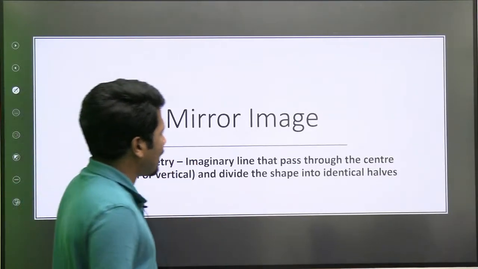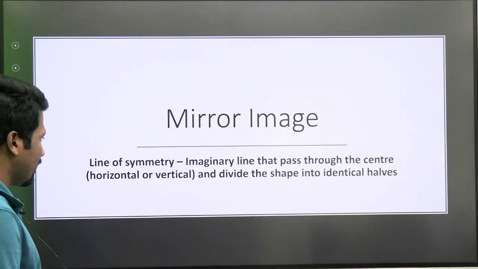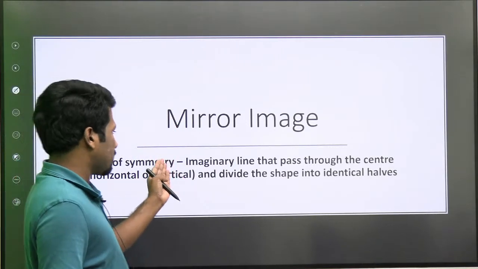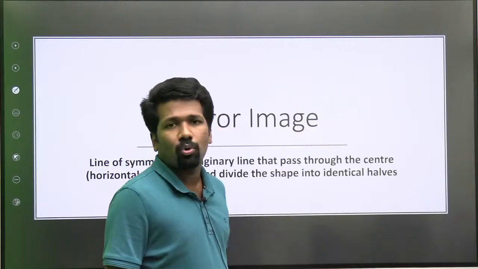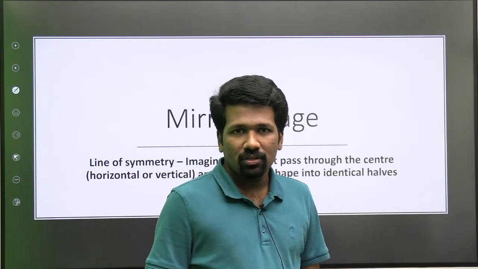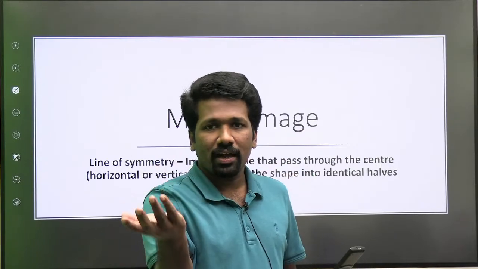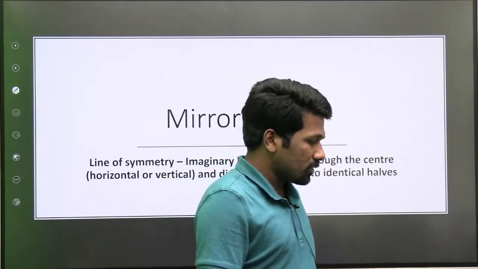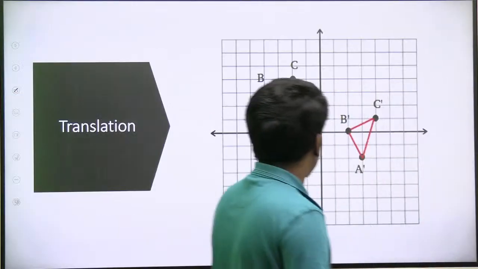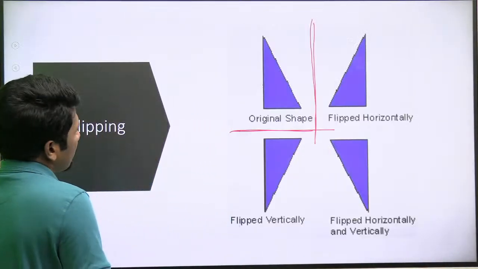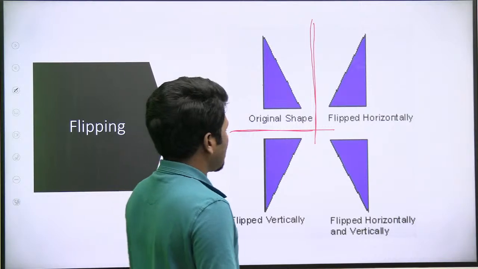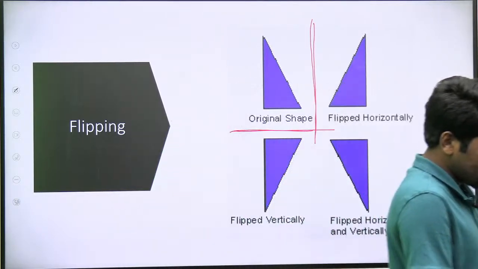Line of symmetry means an imaginary line that passes through the center, horizontal or vertical, and divides the shape into two identical halves. So comparing with the line of symmetry, you need to understand how it is flipping. That is clear, I guess. What is flipping, what is line of symmetry, what is mirror image, these three things I hope are clear.